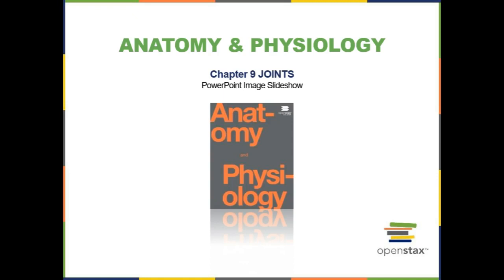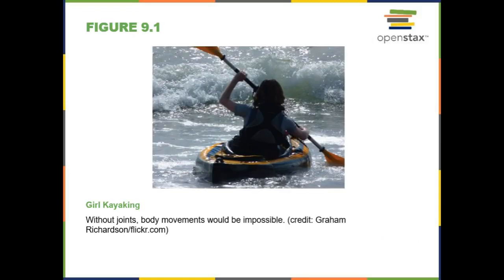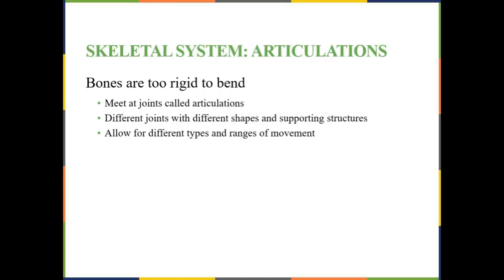In Chapter 6, we learned about what bones are composed of, how they're produced, some disorders associated with bones, factors that influence bone formation, and metabolism. In Chapter 9, we're going to talk about how bones work together. Bones articulate with other bones to form what we call joints. This figure shows an individual using her joints so that she can have body movements. Without joints, we couldn't move our bones at all.